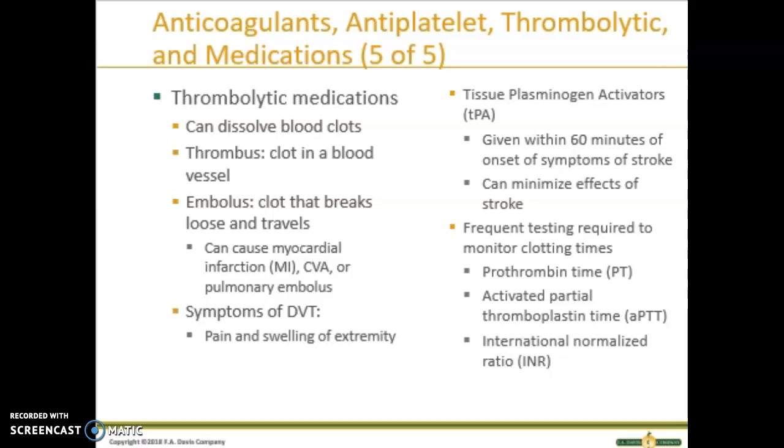So we have the PT, or the prothrombin time, and this is to evaluate the ability of blood to clot, and this is done before surgery. Then we have the APTT, or the activated partial thromboplastin time, and that is to evaluate heparin therapy. We also have the international normalized ratio, and this is to evaluate how long it takes blood to clot, and it's primarily on patients taking Coumadin.